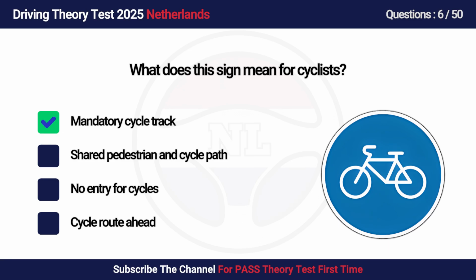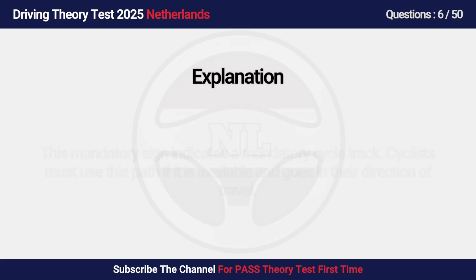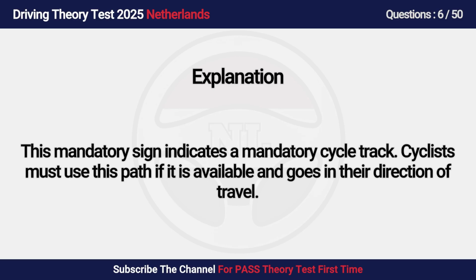Answer is A. Mandatory cycle track. This mandatory sign indicates a mandatory cycle track. Cyclists must use this path if it is available and goes in their direction of travel.